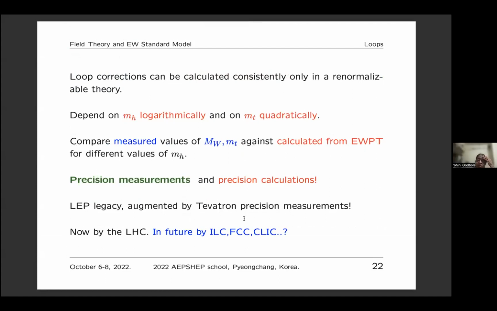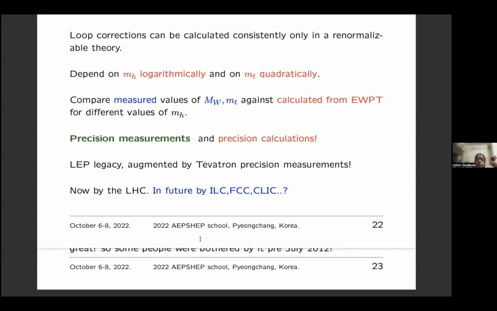So this LEP legacy was actually augmented by very precise measurements, first from the Tevatron and now from the LHC, and maybe in future our ILC or FCC-ee, or if we get CLIC or CEPC, those e+ e- machines could also do it.